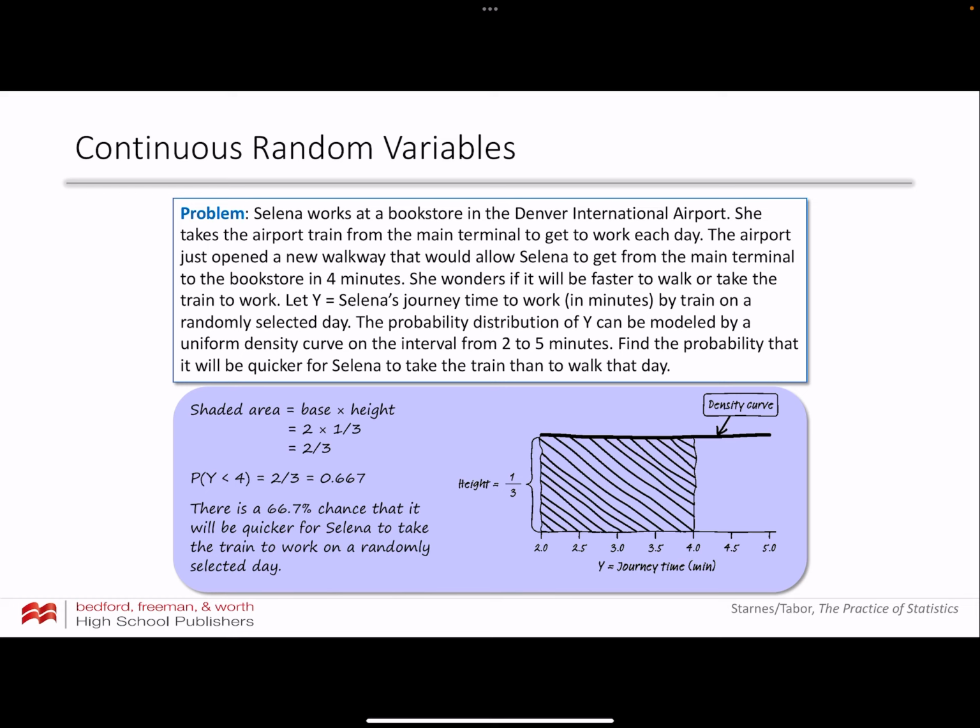So we asked you questions like this, again, in chapter 2. You could have been asked a very similar question. But in chapter 2, it was find the probability that, or what percent of the time would she take quicker on the train. Now we're saying, if I pick a random day, what's the probability that it's going to take her a shorter amount of time to take the train than to walk?